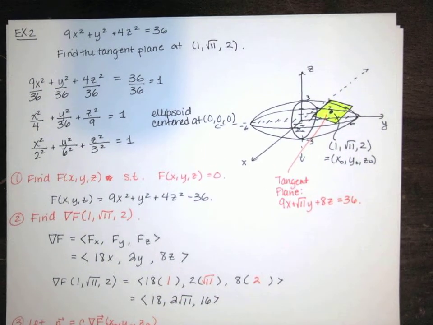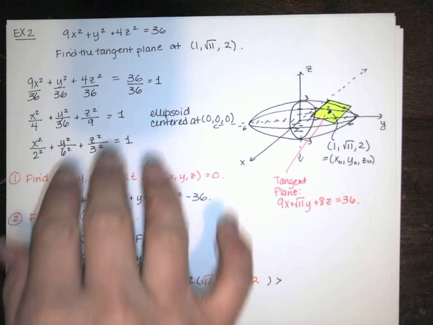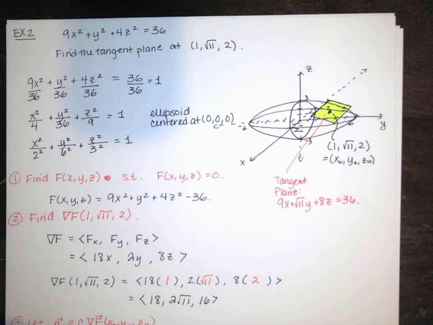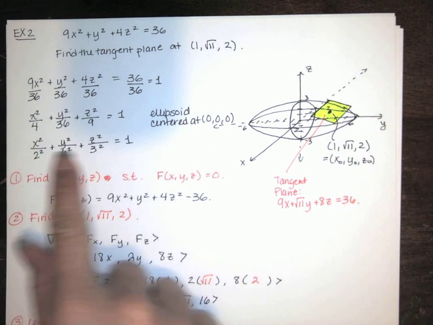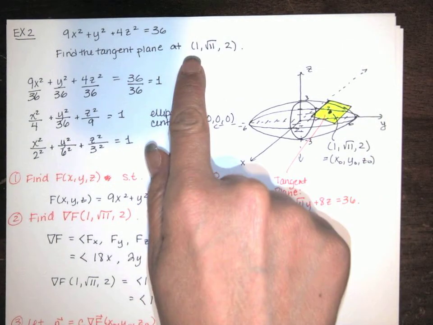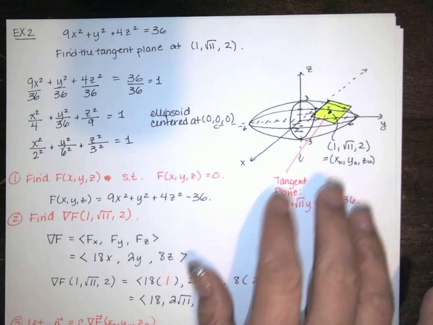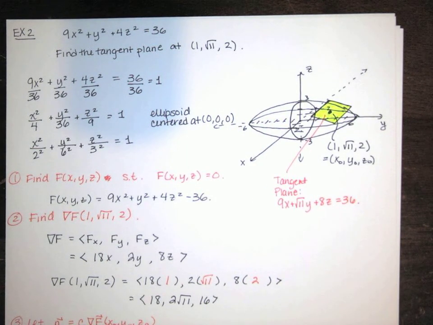And again, how we did it was we took this equation. This part wasn't necessary, but to graph it, to see what was going on, we wrote the equation of the ellipsoid in standard form. We graphed it. We were told to find the tangent plane at this point. So we plotted that point on the surface, drew a little tangent plane, and we said, okay, what do we need? We need a point, which they gave us, and a normal vector.